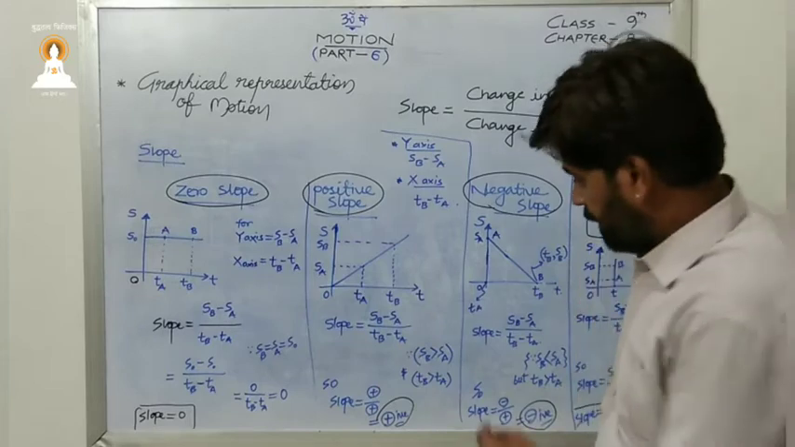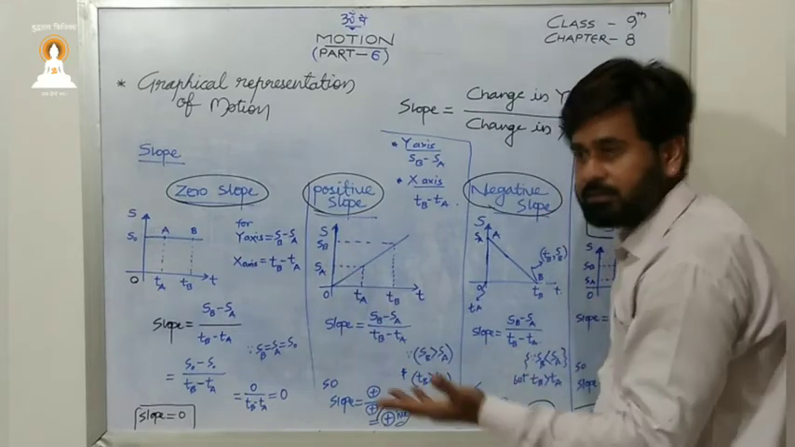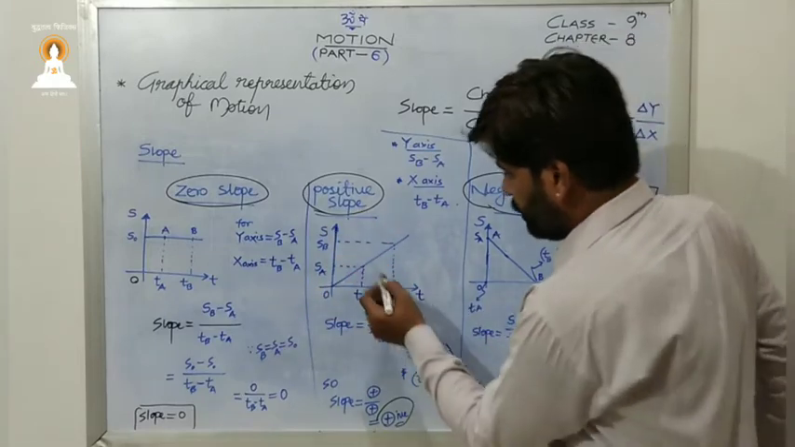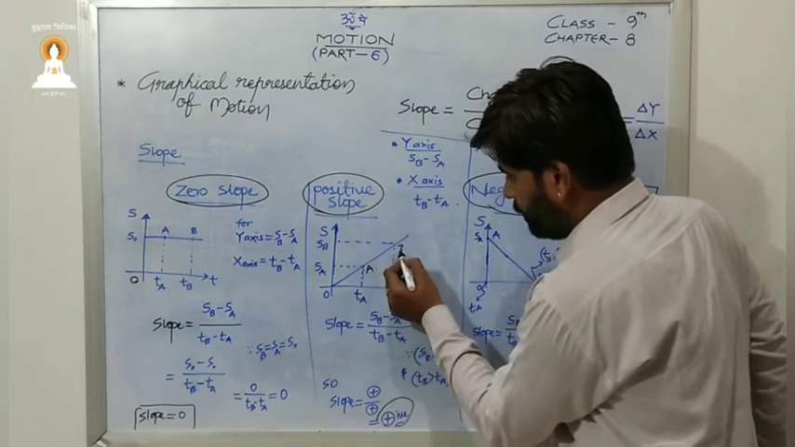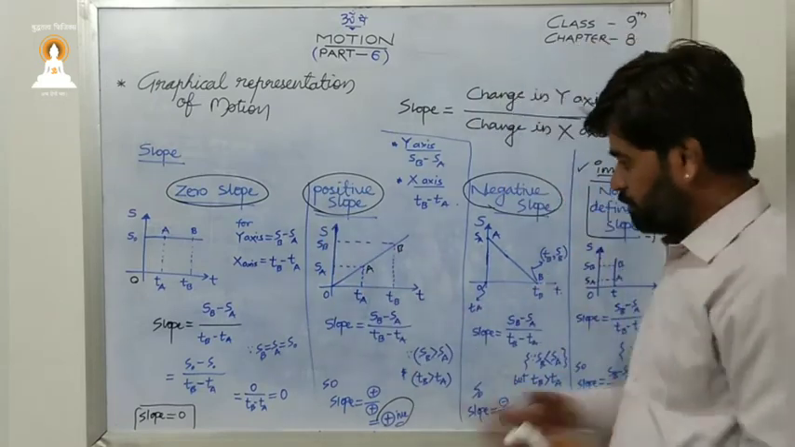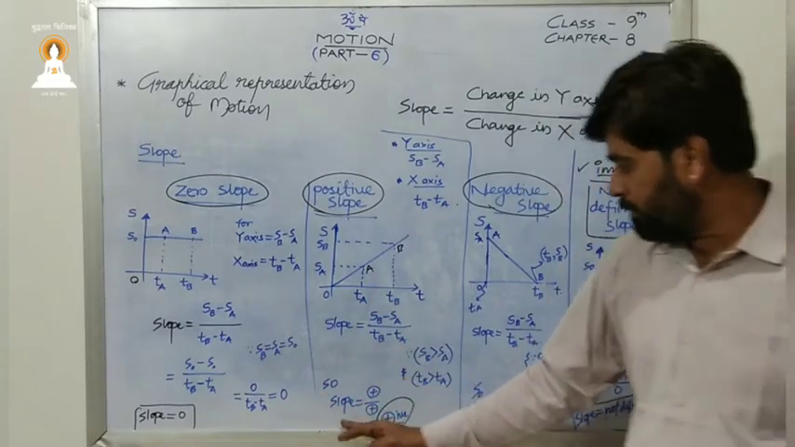Now see, here we may say SB is greater than SA. Yes, distance B is greater than distance A, because this is the A point and this is the B point, so B point is higher than the A point. We also know that TB is greater than TA, so the slope will be what?